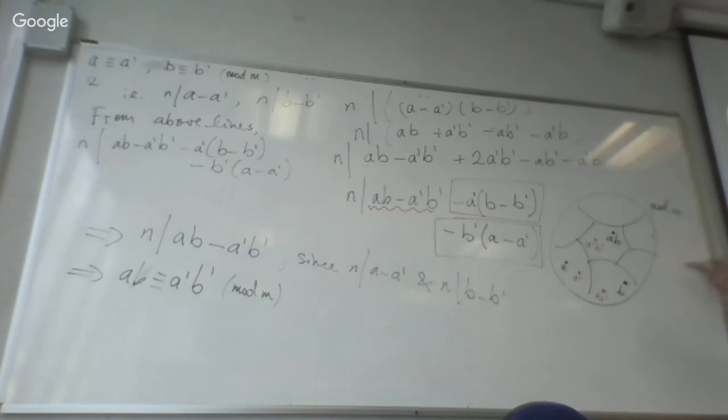So that shows that multiplication fits well with these congruence classes. I can define in a well-defined way what this congruence class multiplied by this one is. I evaluate it by choosing representatives, and it doesn't matter which representatives I choose. I always land in the same congruence class here. So I can say that this congruence class is the product of these two.